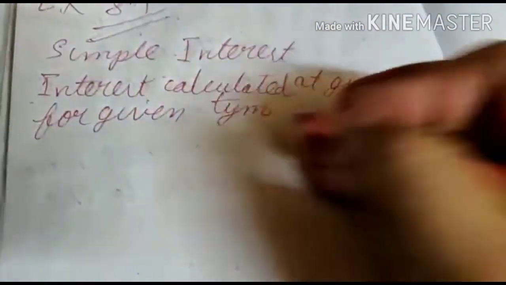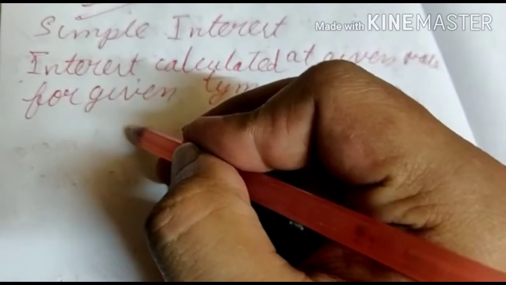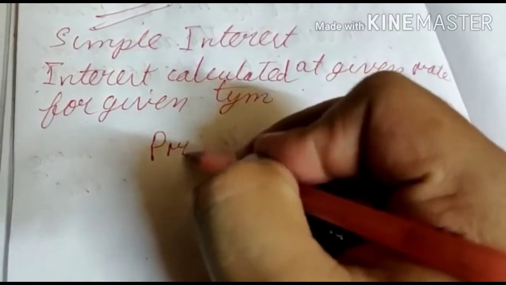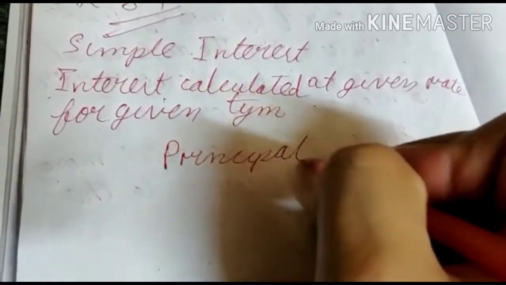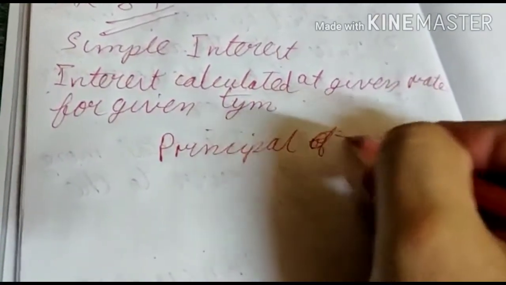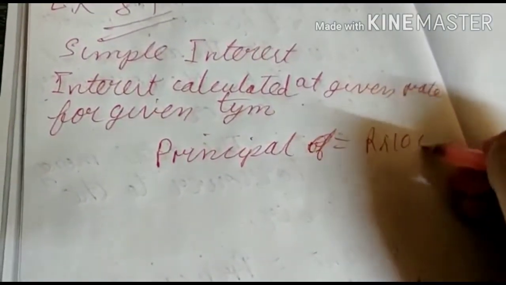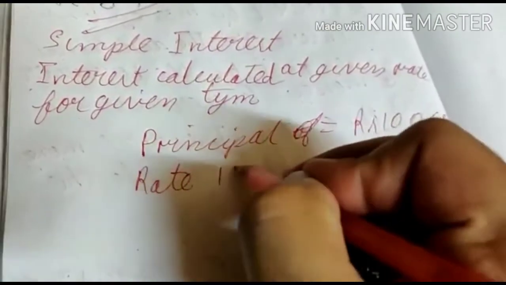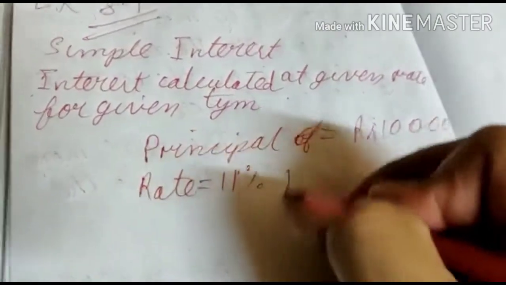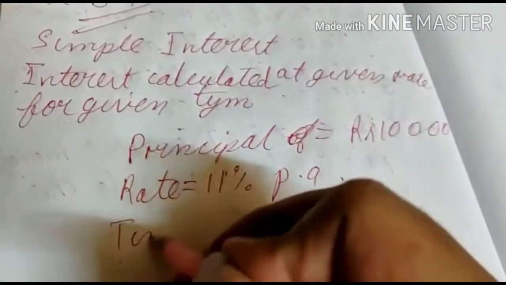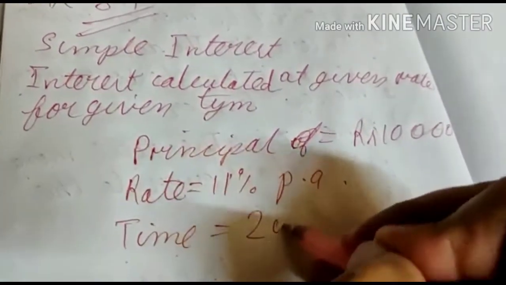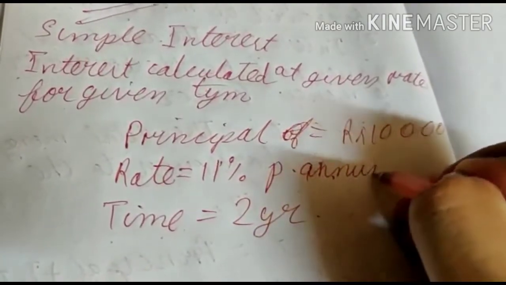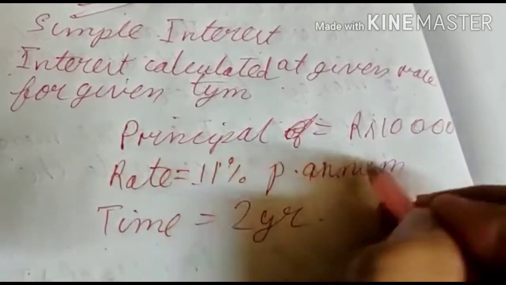So what does this actually mean? Say you have lent a principal of rupees 10,000. The rate was 11% per annum, and the time period was 2 years. You lent money for 2 years, per annum. This point is very important. Okay, per annum.